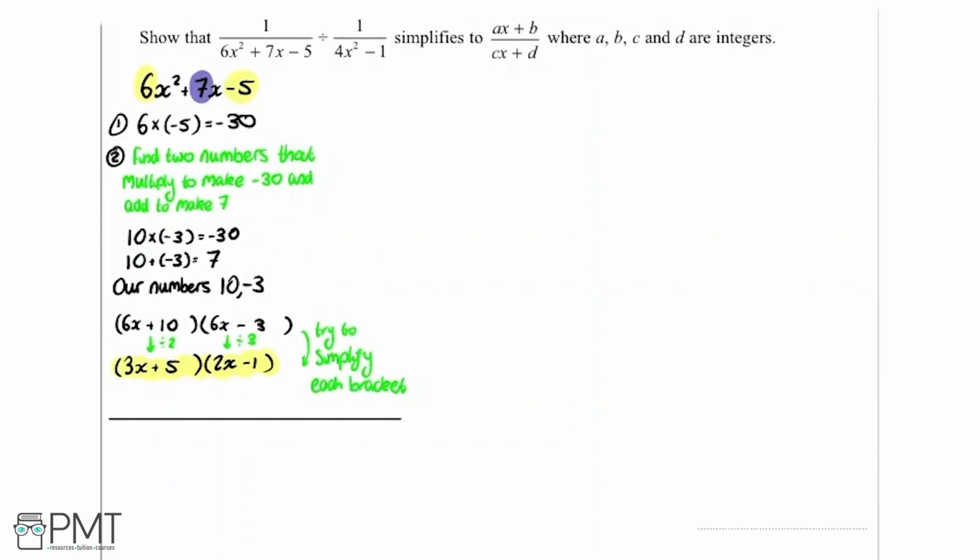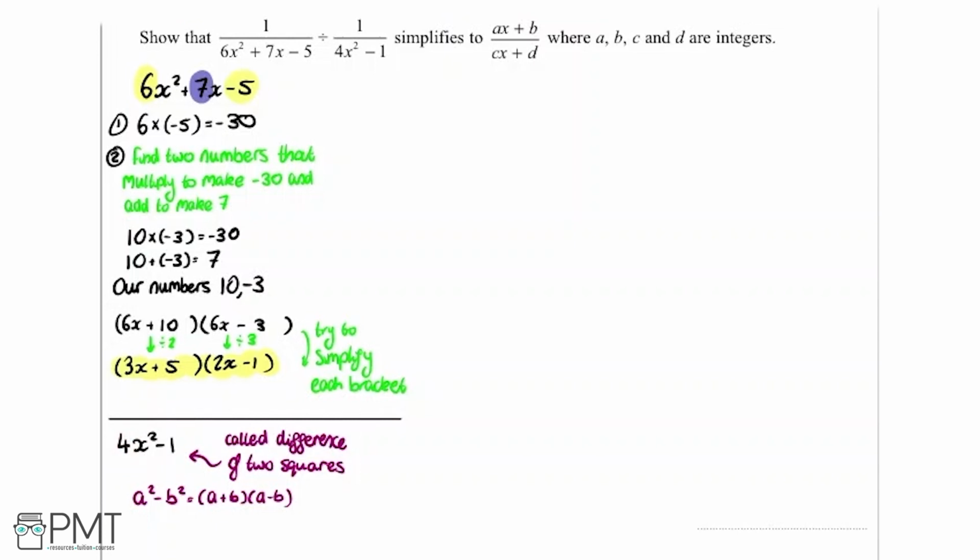Brilliant. So now I'm going to look at the other quadratic. We've got 4x² − 1. Now this one's a bit different. This is a special form of quadratic called the difference of two squares. So basically if you've got something in the form a² − b², its factorised form is (a + b)(a − b). And we have that here. This is actually an example of a difference of two squares. And I'll show you how.